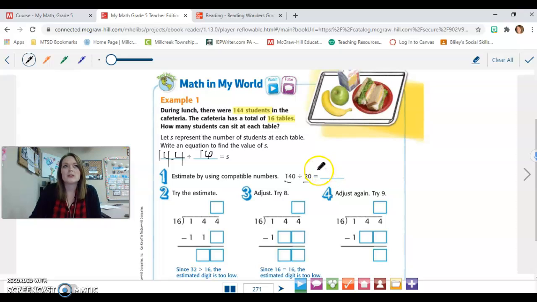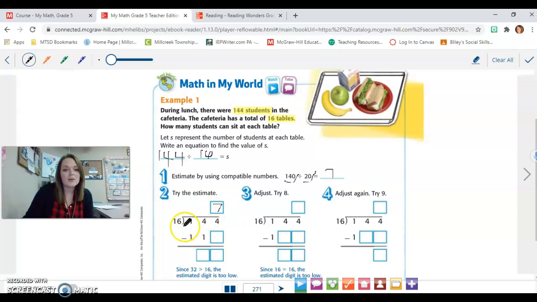2 times what gives me 14? 7. I have 2 zeros. They both cancel out. That is my mental math. 140 divided by 20 gives me 7. So for number 2, we're going to try an estimate. We are going to do 7. That's where we started. That is our adjusting quotient. We're going to put that up top.